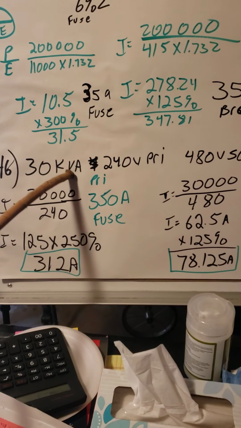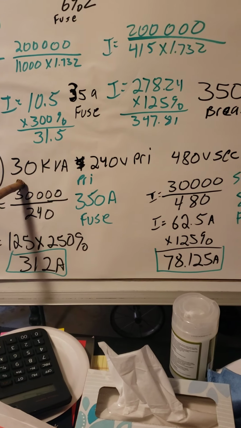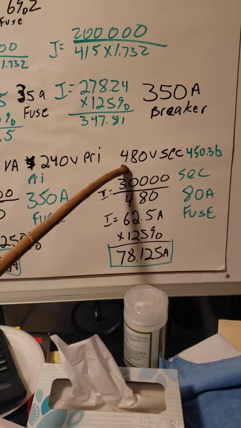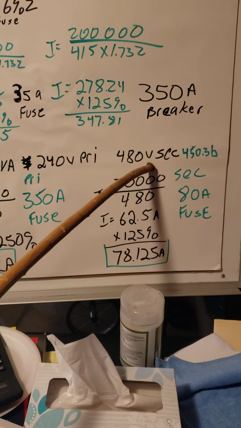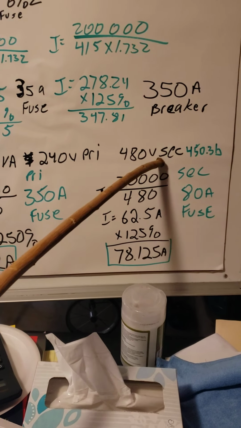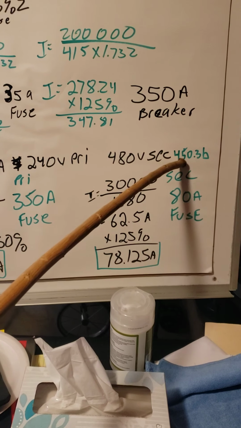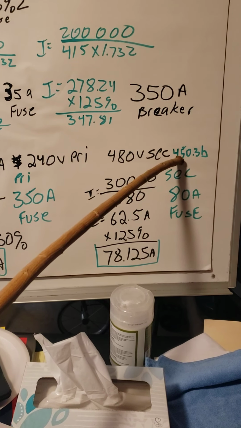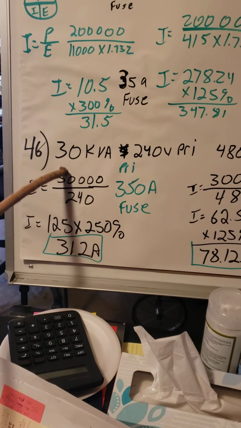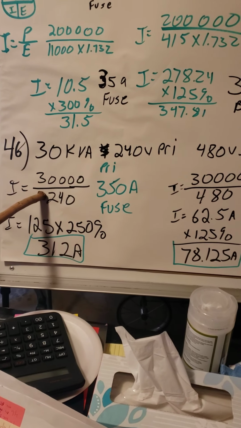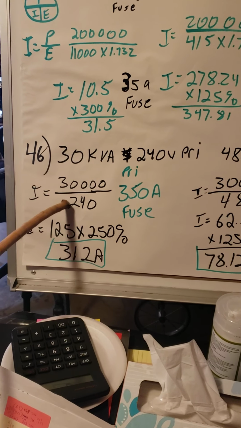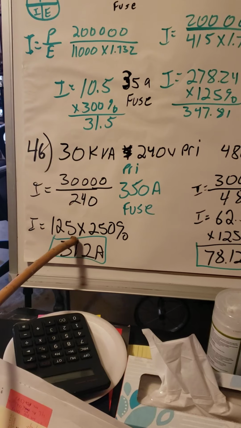Number 46. I got a 30 kVA, 240 volt primary, 480 volt secondary. Okay, this is a step up transformer, not a step down. Those other three were step downs. This is a step up. Again, we're under 1,000 volts, so we'll be going to 450.3B. I got to find I. I get the 30,000 divided by 240, and it gives me 125.